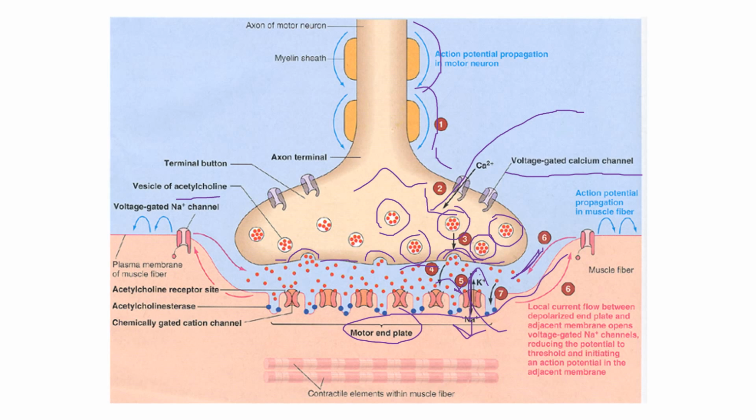And so what happens then with the motor end plate here, which is lined with lots and lots of these different nicotinic acetylcholine receptors, is that that change in depolarization is going to cause an action potential within the skeletal muscle that's going to cause it to contract.